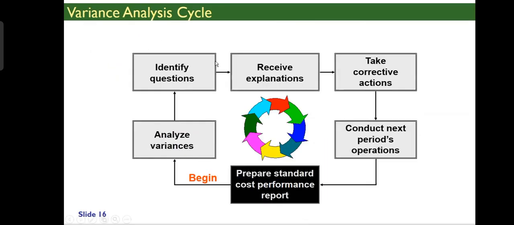So what we do, we prepare a standard cost performance report, analyze variances, identify questions: what is the reason, what is happening, receive explanations from responsible people, take corrective action like change the equipment, conduct the next period's operation, and then make the report again. So this is how it works.